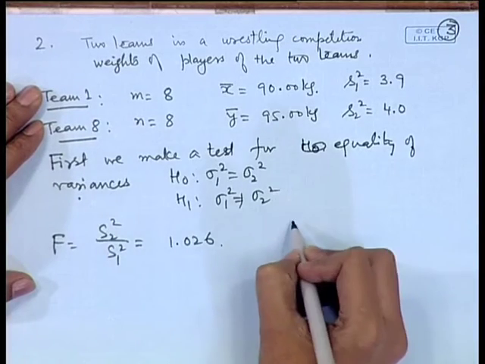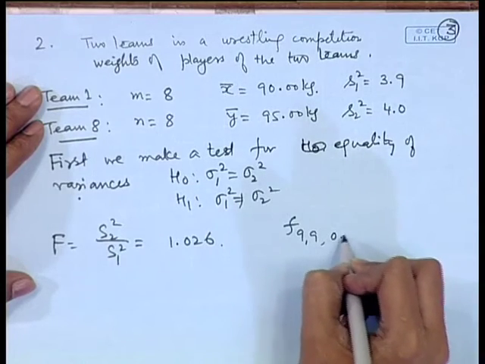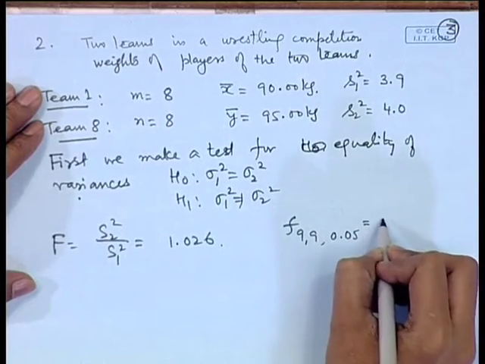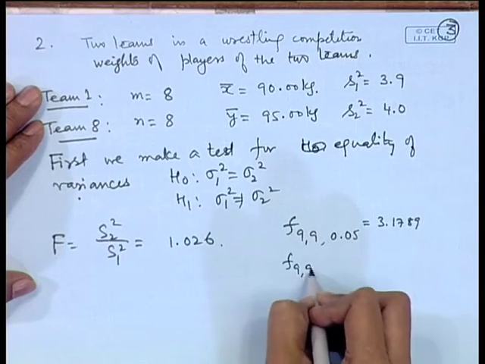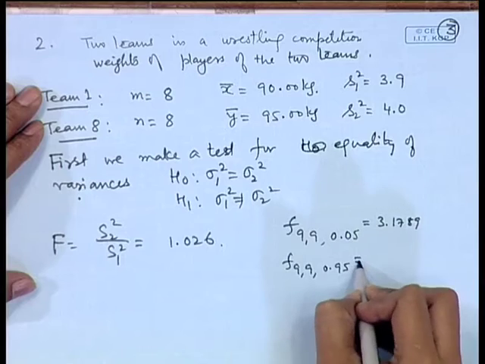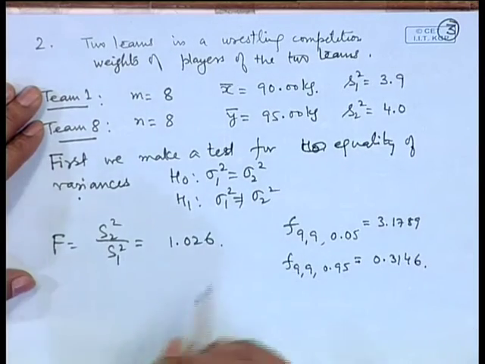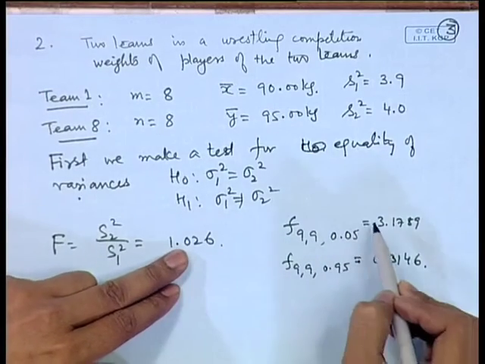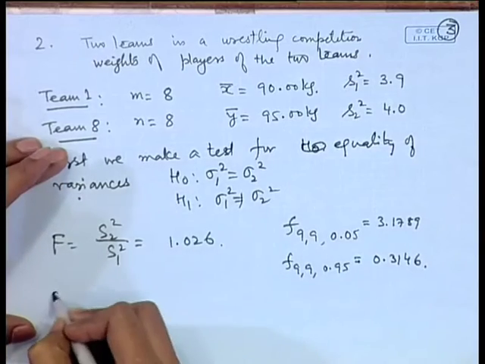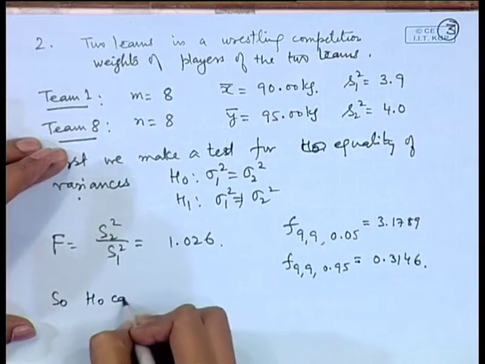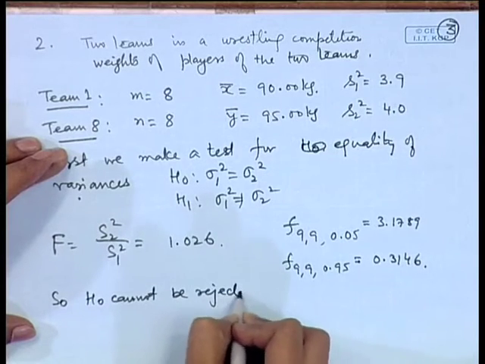1.026. Now, if we look at the F value on 9 degrees of freedom at, say, 0.05, then it is 3.1789. If we see F 9,9,0.95, that is equal to 0.3146. So, you see here 1.026 is not greater than this value, it is not less than this value. So, H naught cannot be rejected.